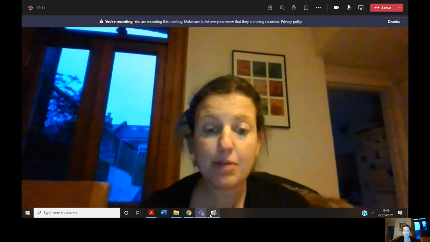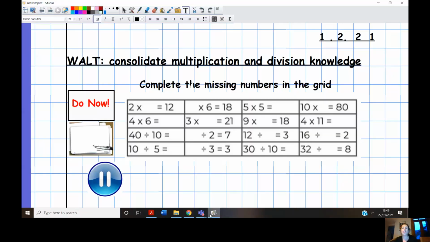So today we're going to be doing a bit of a review lesson on multiplication and division. So our knowledge and our procedures, and the word consolidate means that we're grouping together information. So you have your do now on the screen. You need to complete the missing numbers in the grid. This should be a fairly straightforward activity for you, so press pause, and when you're ready, press play and we'll check the answers straight away.